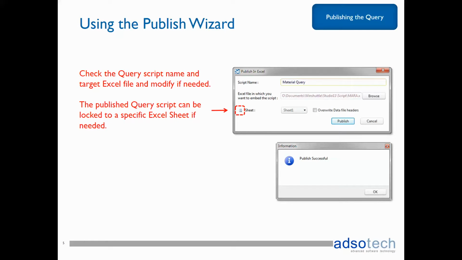The publishing process itself is a simple matter of providing a descriptive name for your script and the Excel file you want to embed the query into. When publishing multiple queries to the same template, run the publish wizard again for each subsequent query file and select the same Excel data template as the target file.